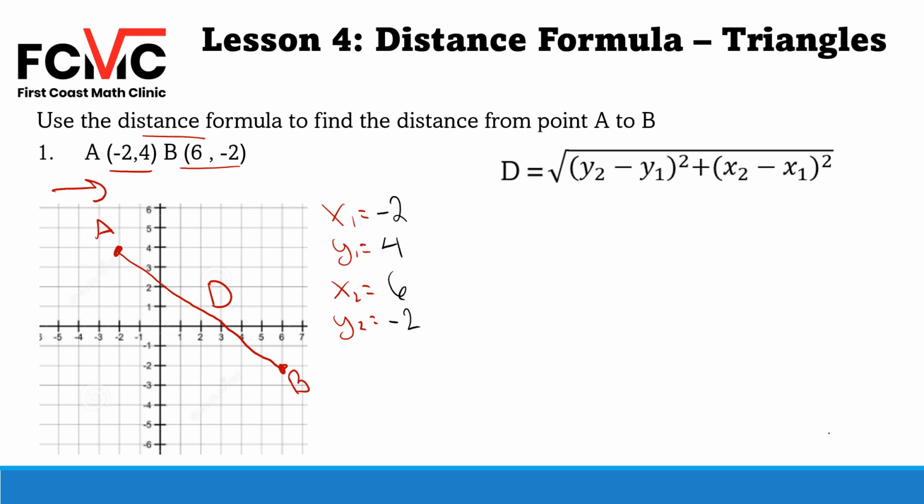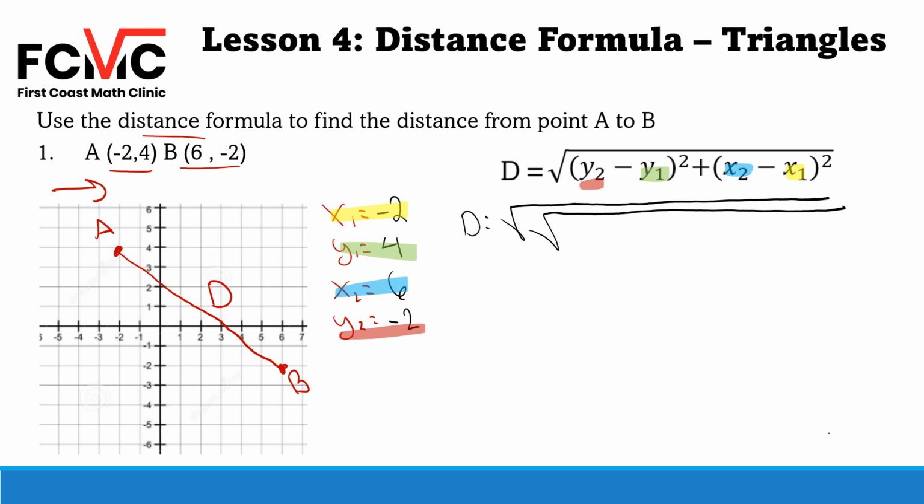So we can substitute those values into our formula. So x1 is -2, y1 is 4, x2 is 6, and y2 is going to be -2. And the biggest mistake, or one of the bigger mistakes students make when they use the distance formula, is substituting values incorrectly.